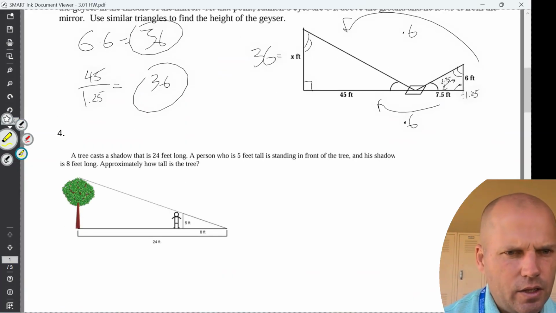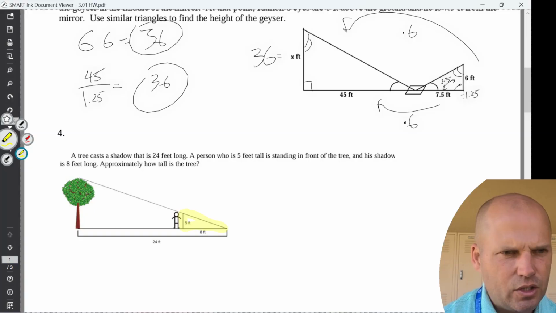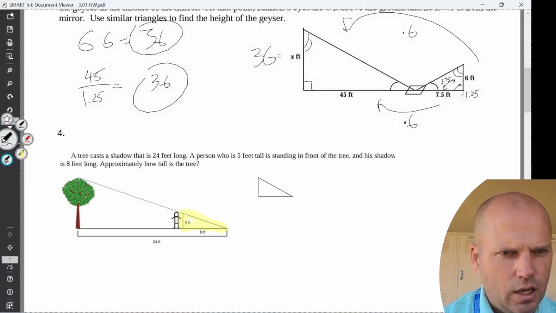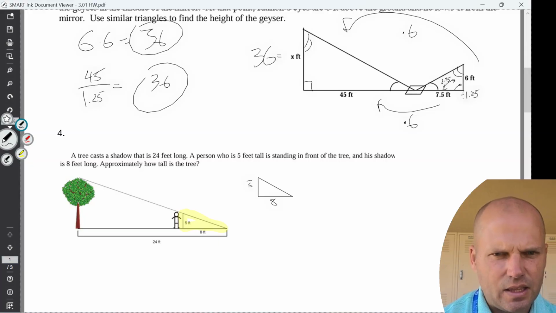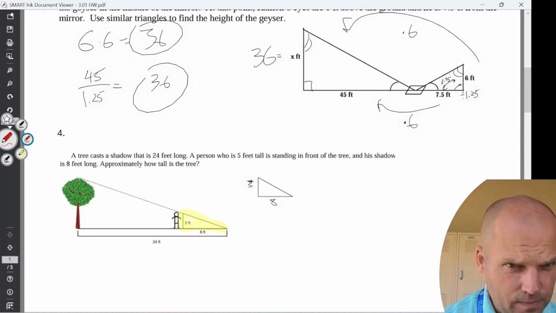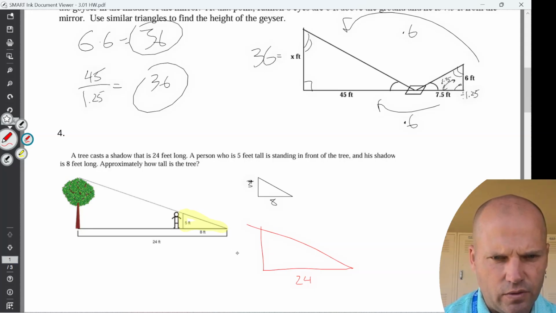Okay. The next situation involves us understanding the two different triangles. We have the dude who's 5 feet tall, who's got a shadow length of 8 feet, and then the tree all the way to the end of the shadow is your other triangle, which has a total length of 24. They give you that total length of 24, and we're trying to find the height of the tree.